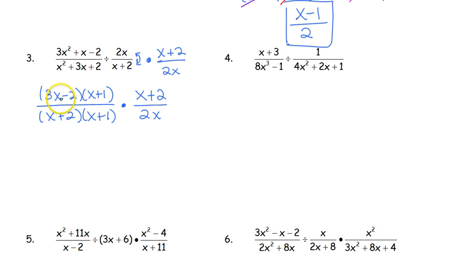3x minus 2, is it on top and bottom? No. x plus 1, top and bottom. x plus 2 top and bottom. So we look on top, we're left with 3x minus 2. On the bottom, we're left with 2x.